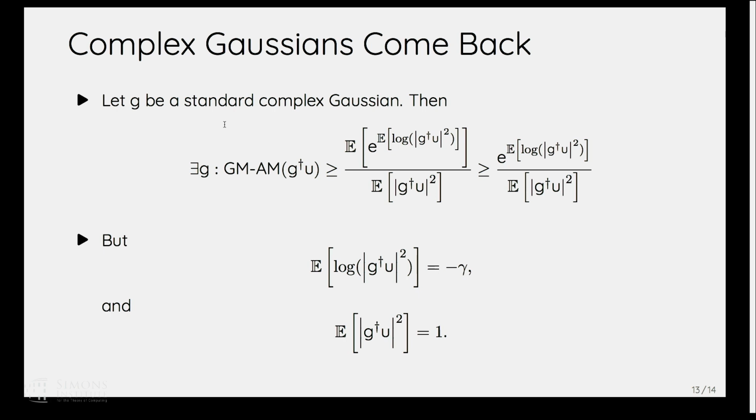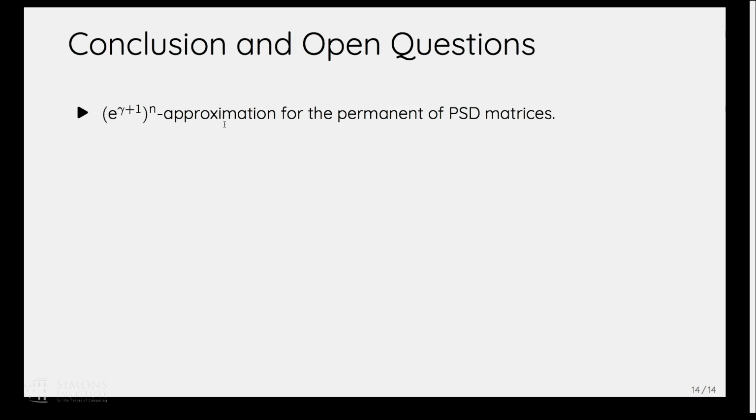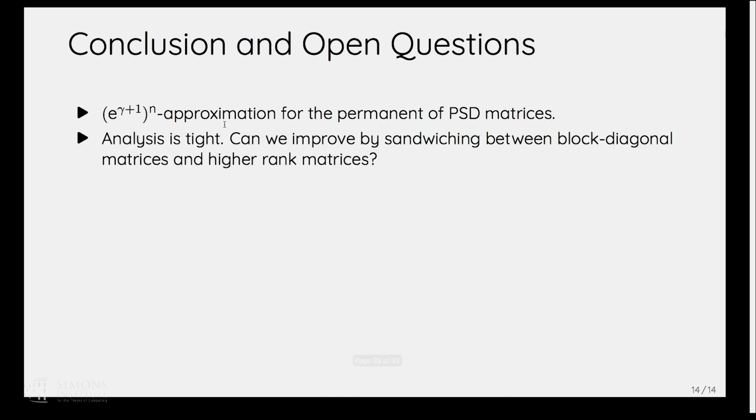So I did this. Let me conclude here. What I showed you is a simply exponential approximation for the permanent of PSD matrices. One thing that I didn't show you is that our analysis is tight. This algorithm doesn't give you any better approximation. One way to get better approximations might be to improve the set of matrices with which you're sandwiching your input matrix.